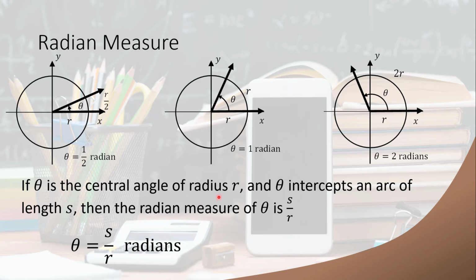If theta is the central angle of a circle of radius r and theta intercepts an arc of length s, then the radian measure of theta is s, the arc length, divided by r, the radius. And so we have our formula for radians. It is nothing more than the ratio of the arc length to the radius, and of course it is in radians. One of the things that you will notice about radians is that it is the ratio of a distance over another distance. So those units divide out, and the radian measure is actually unitless. However, we tend to attach the unit radians to it. That way we don't get confused between radians and degrees.